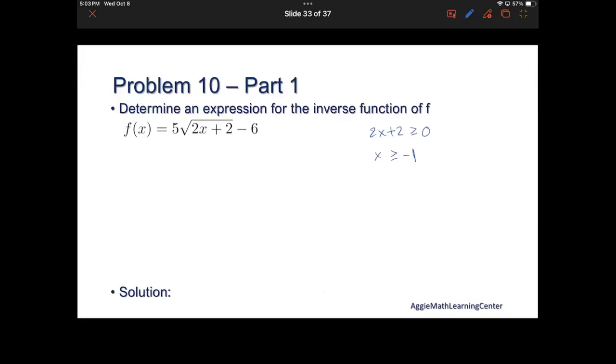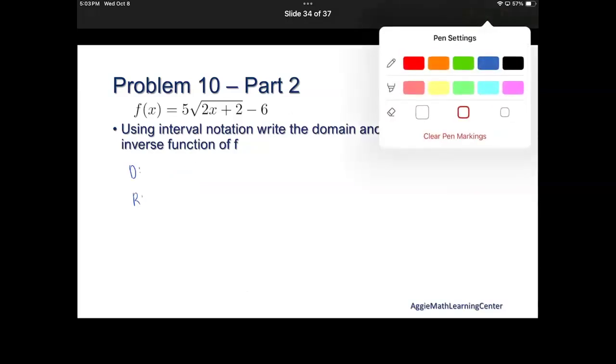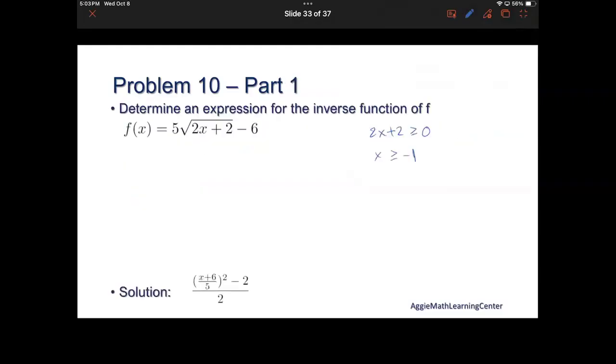Oh, and I'm kind of jumping ahead, I think. But it's going to teach us something. So the domain of f is the range of f inverse, right? So already I can write that down. I can say x is greater than or equal to -1, because that's also the range of f inverse.